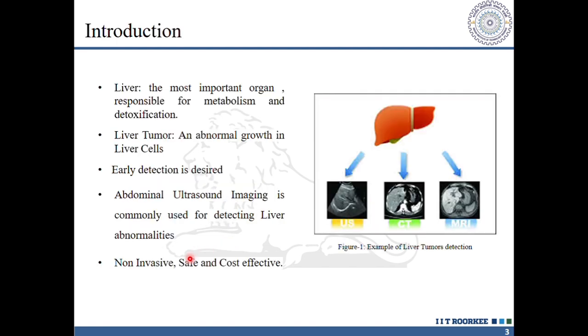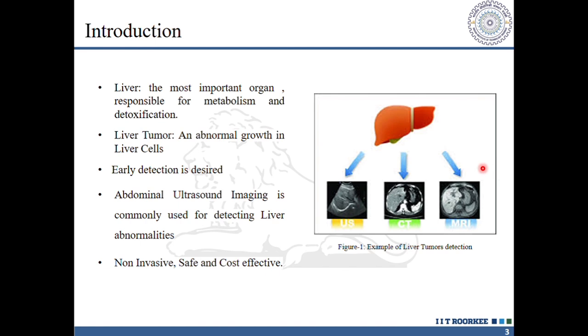In the introduction, we all know that the liver is the most important organ responsible for metabolism and detoxification. And what is a liver tumor? It means an abnormal growth in liver cells. For that, early detection is desired. Abdominal ultrasound imaging is commonly used for detecting liver abnormalities. Why ultrasound imaging? Because it is non-invasive, safe and cost effective.